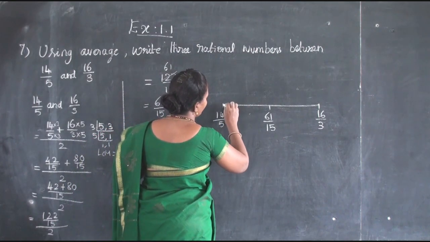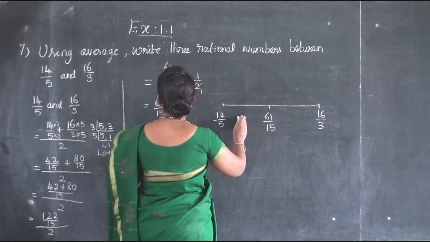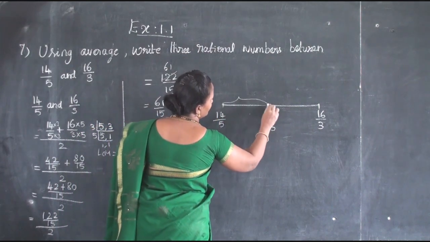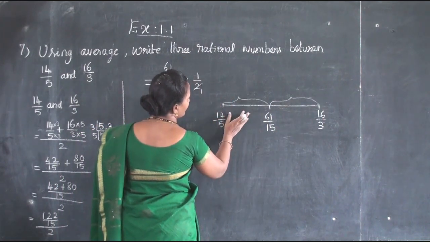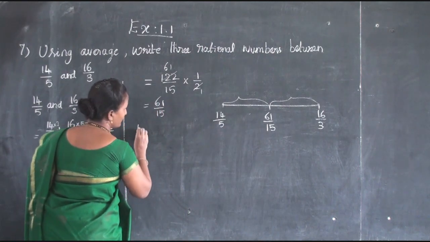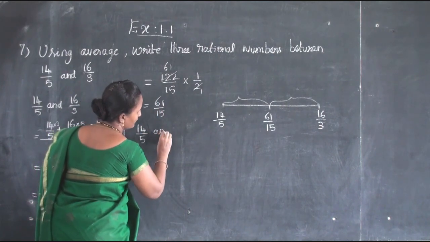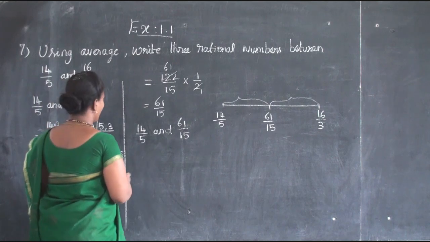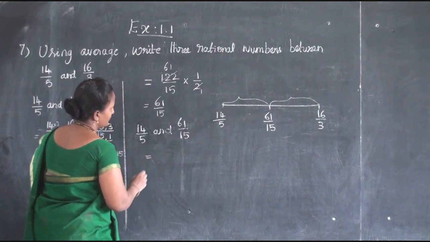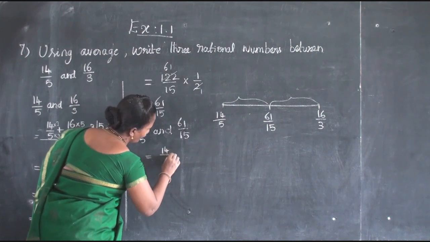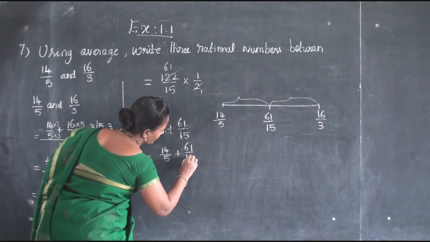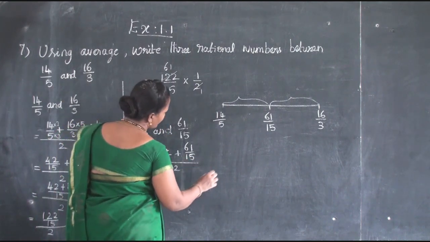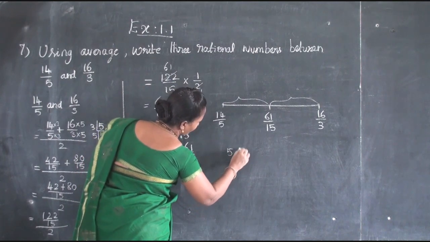So, using the average, two more numbers we have to find. This one and this one. Average of these two numbers we have to find. 61 by 15. Same procedure. 14 by 5 plus 61 by 15 whole divided by 2. Here also denominators are not equal. So take LCM.